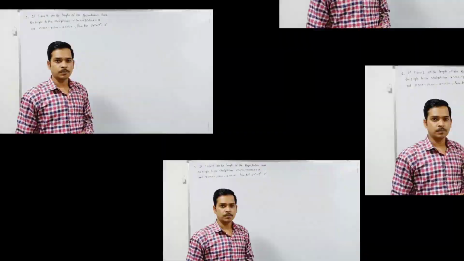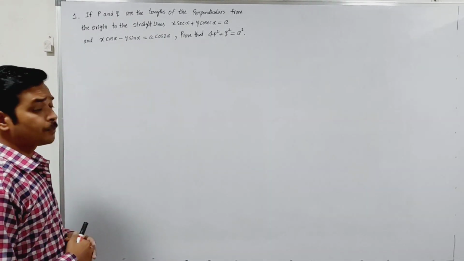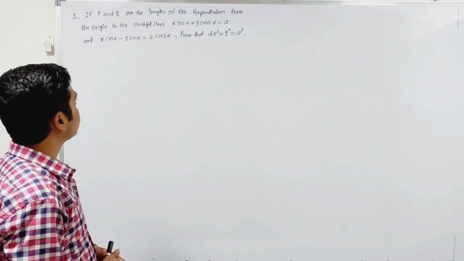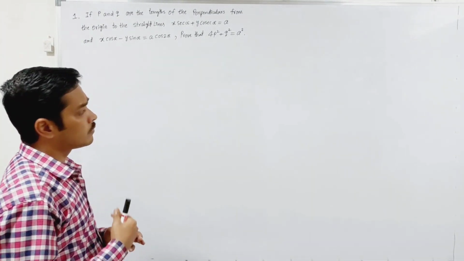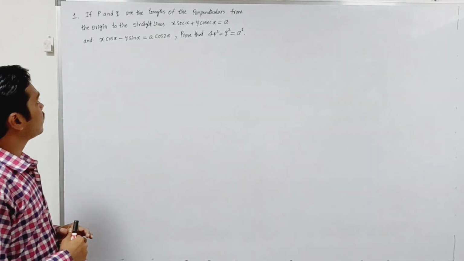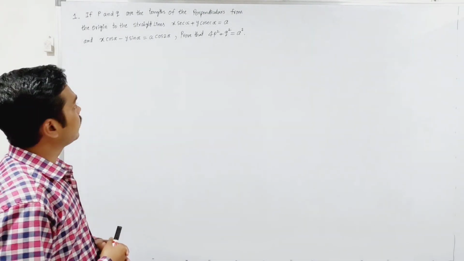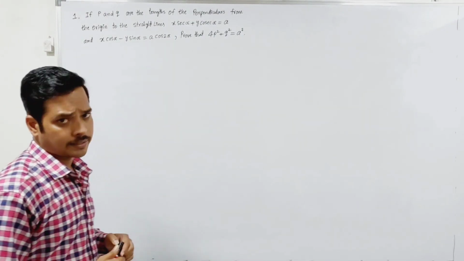Okay. Now first problem from straight lines LAQs. In this problem, if p and q are the lengths of the perpendiculars from the origin to the straight lines x secant alpha plus y cosecant alpha equal to a and x cos alpha minus y sin alpha equal to a cos 2 alpha, then prove that 4p square plus q square is equal to a square.